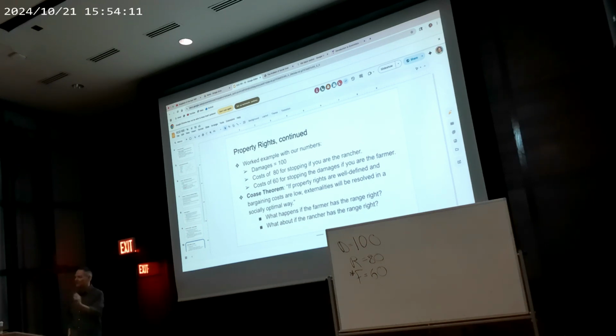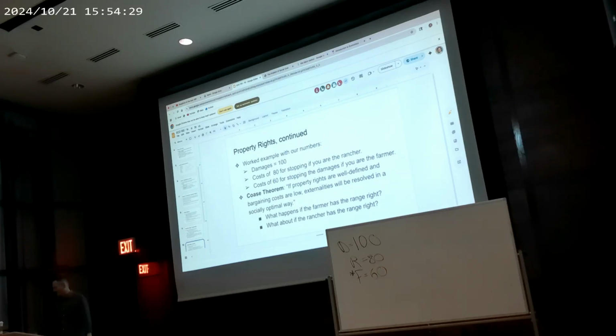That is to say, if we define who has the right to do something and then just get out of the way, automatically the best possible thing will happen for society. Right? That is to say, the damages will be controlled and it'll turn out to be the farmer building the fence.